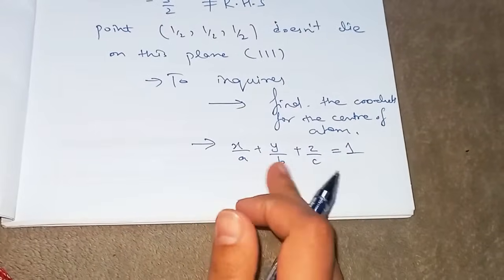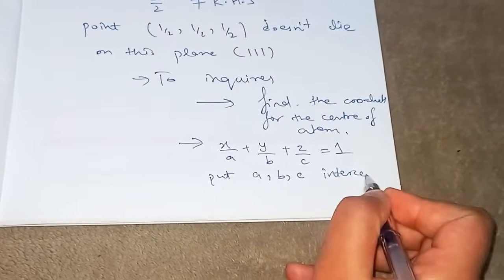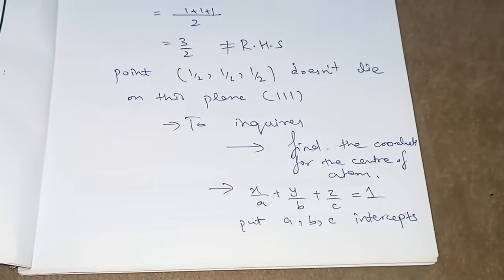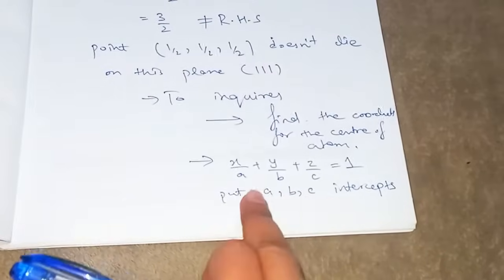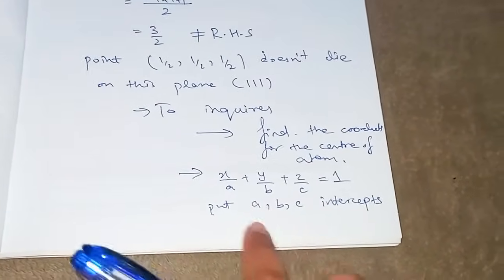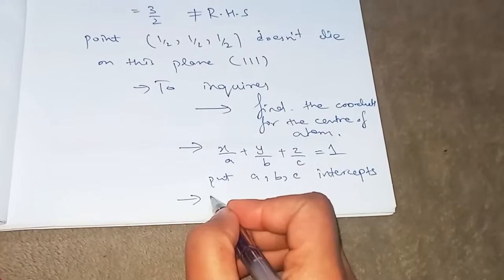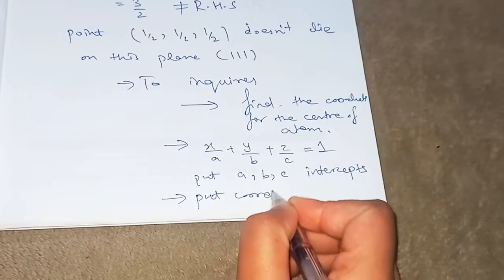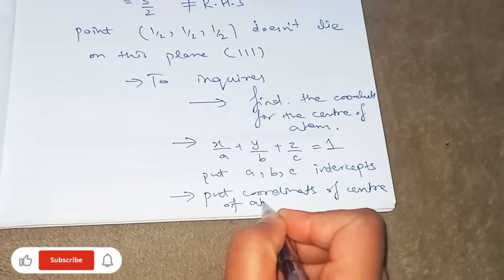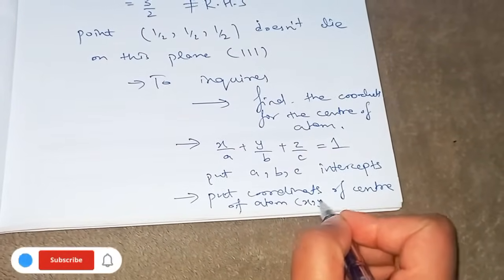In this equation of plane, put values of a, b, and c, which are actually the intercepts, which you obviously know because you have successfully drawn the plane inside a cube, and you can't draw it without knowing the intercepts. So intercepts will be given, and you must have calculated them beforehand. So put these intercepts right back in this equation, and put coordinates of the center of the atom for which you want to have this inquiry. They will be like x, y, and z here.